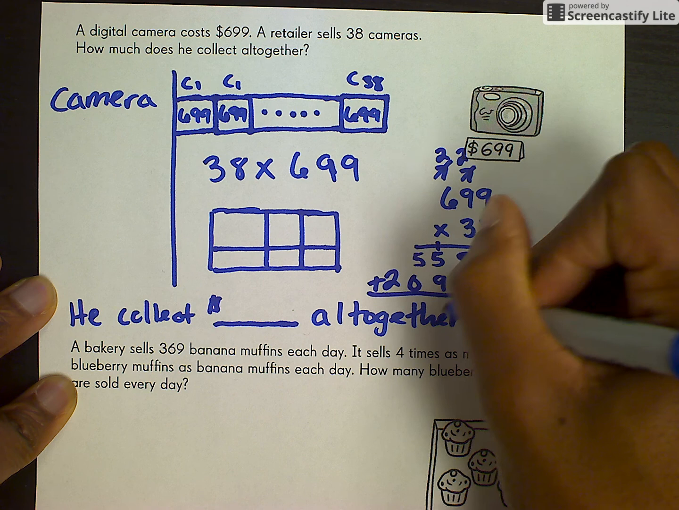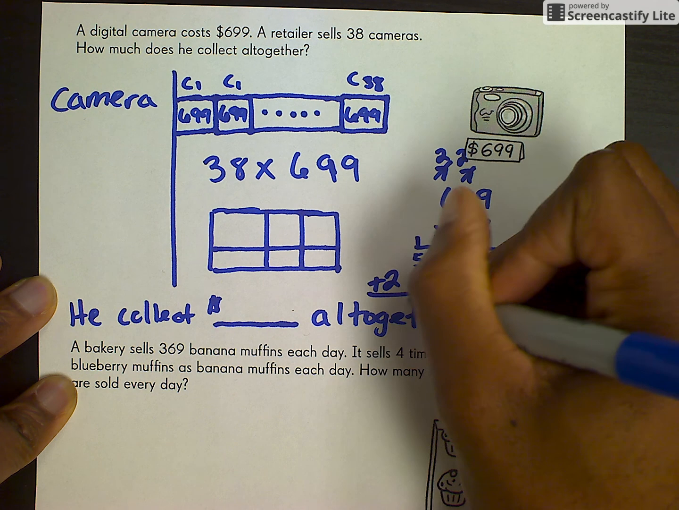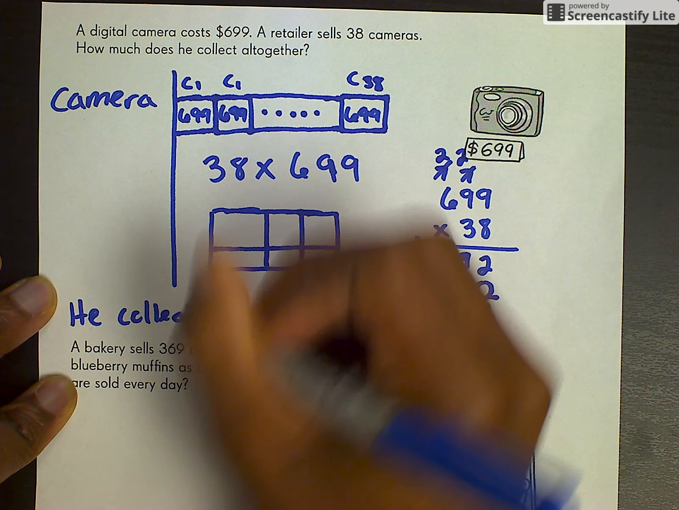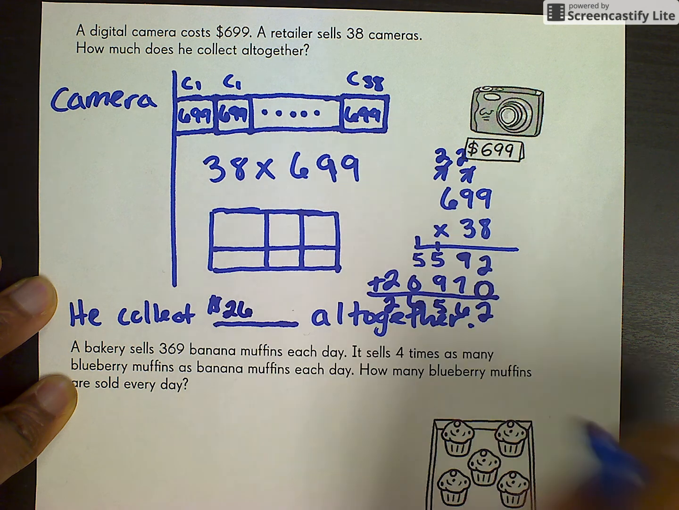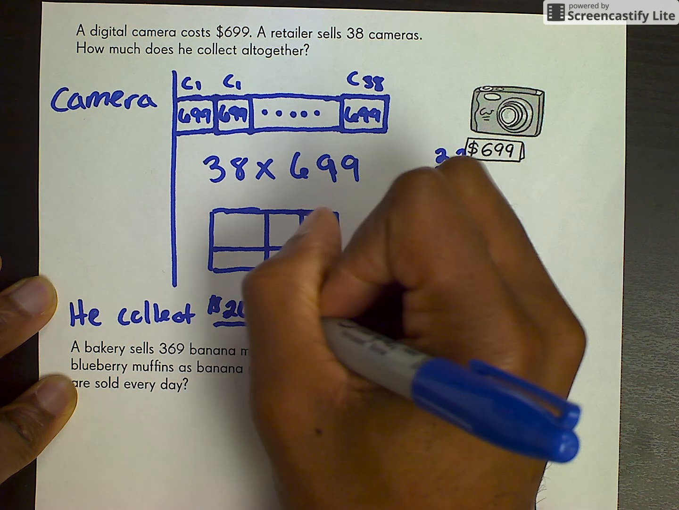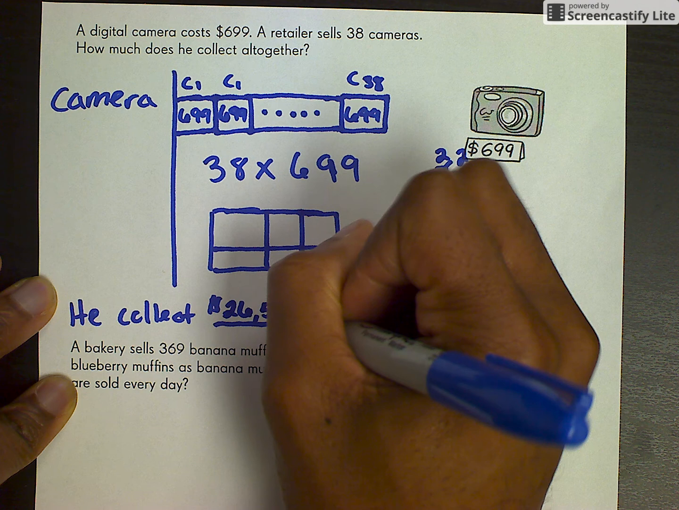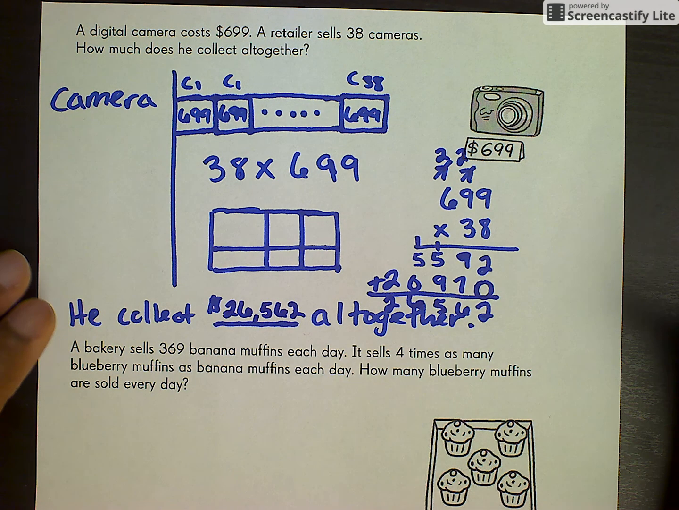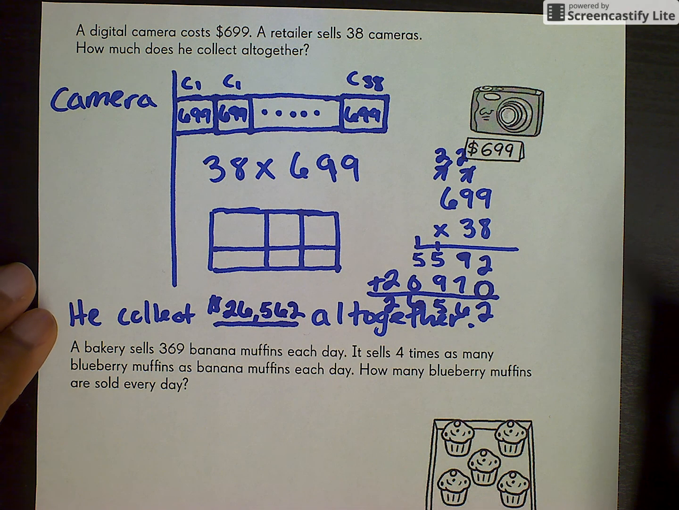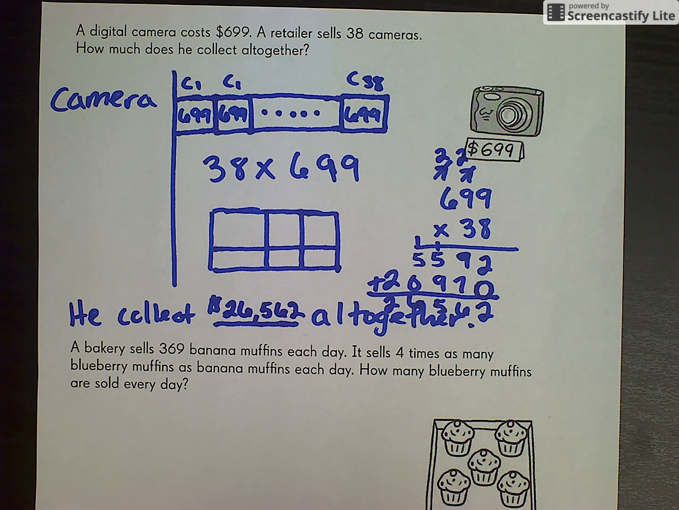of $26,562. If that's what you got, right on, more power to you. If I did it wrong, let me know. But ultimately, this should be good. I think I'm pretty confident in that.